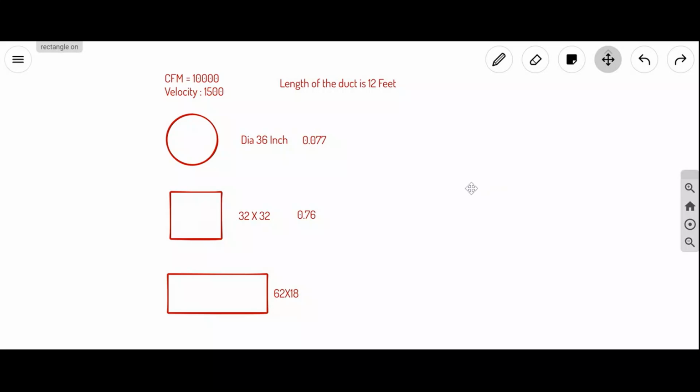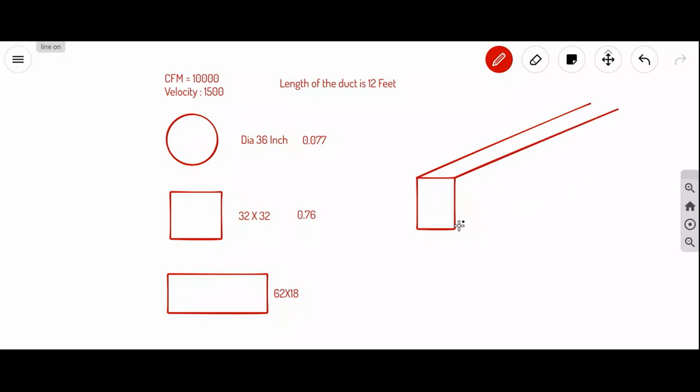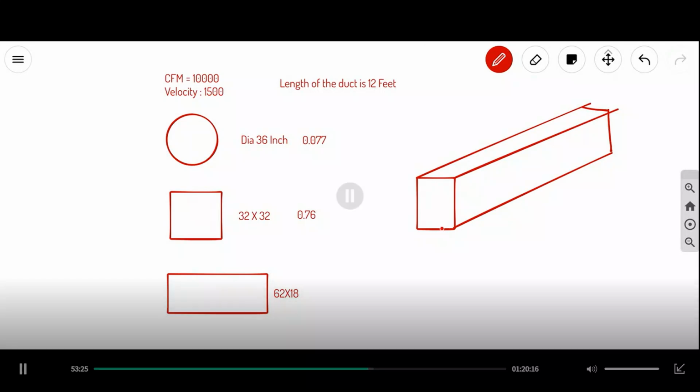Suppose this is one duct, and I need to take my air from this point to this point. So you need some pressure. Does air go by itself? No, you have to give some pressure, and to give that pressure we basically use a blower. Getting my point? Yes.